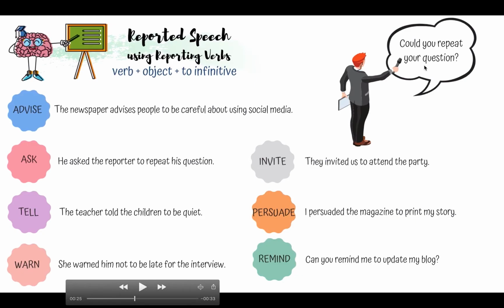We have, could you repeat your question? So here, the reporter is asking someone to repeat the question. This is a question using the verb ask. So he asked the reporter. The reporter is our object, and our verb is going to be in the infinitive. So he asked the reporter to repeat his question. I hope that makes sense. Let's go on to number 3.